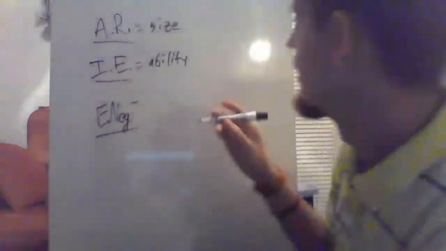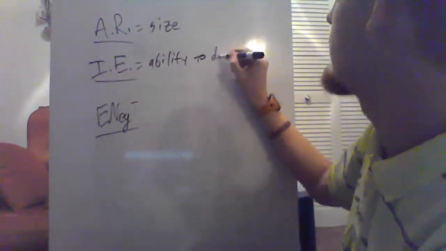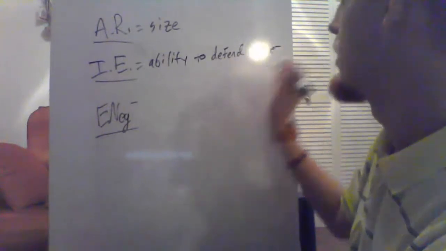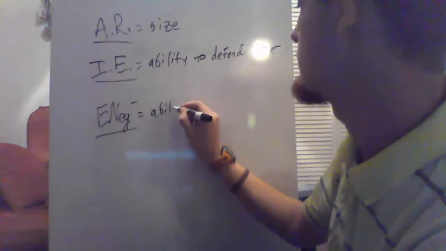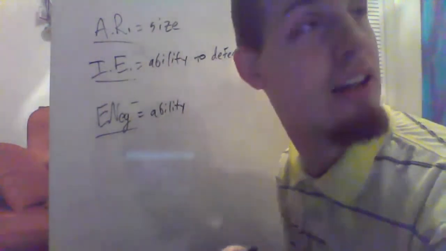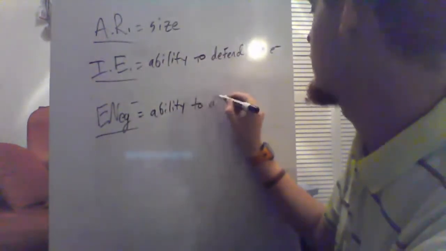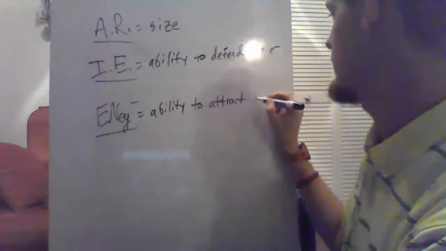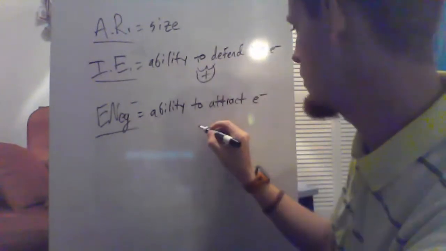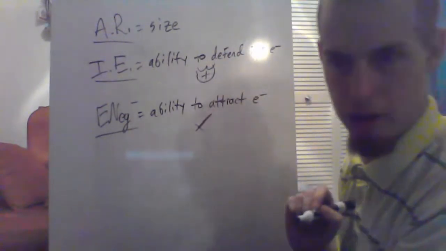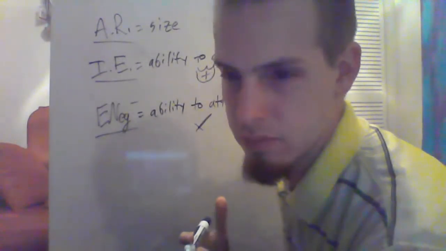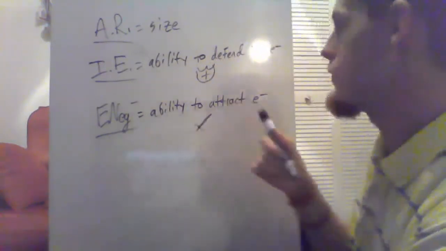It's okay. Sorry. Ability to defend electrons. And electronegativity is ability to attract electrons. Okay, so this is kind of the shield that we've talked about. This one's a little bit of the sword. Okay, so that's kind of where it goes. So that's kind of what these guys are.